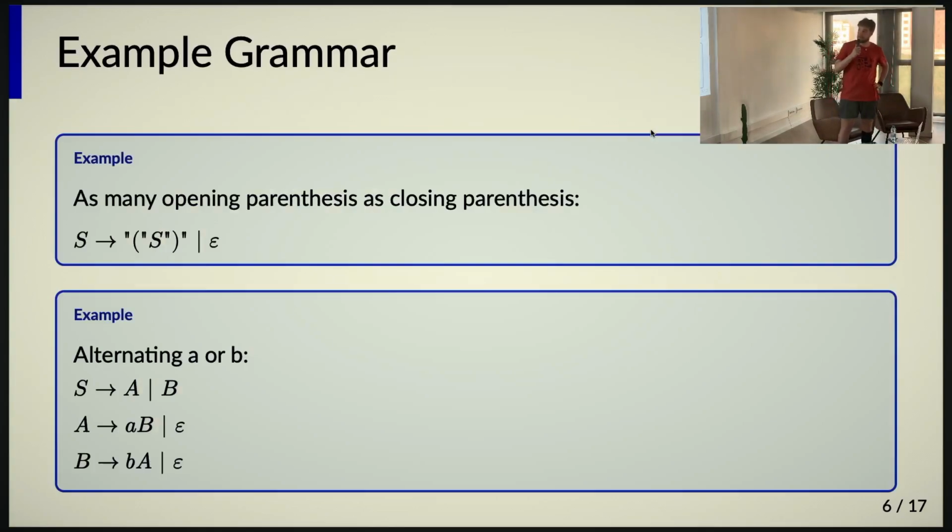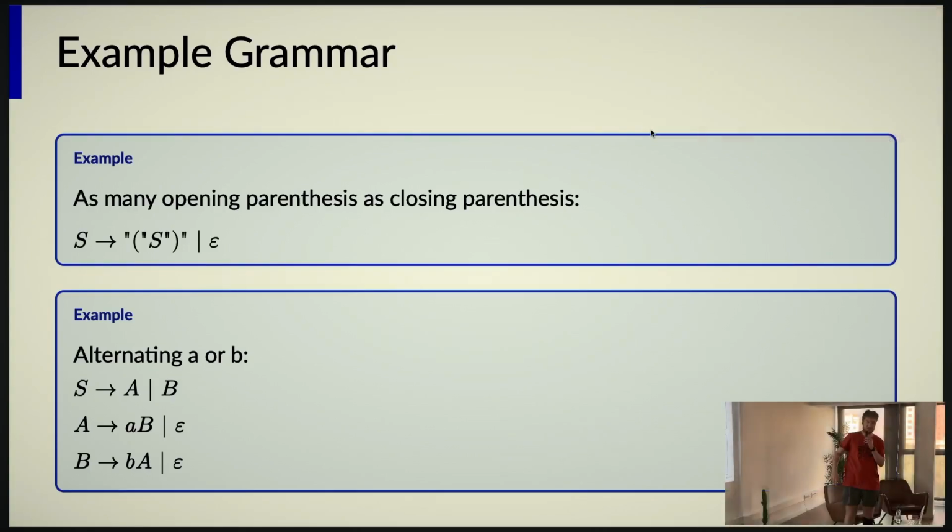Here's an example. The first one is as many opening parentheses as closing parentheses. What this essentially means is, this epsilon there on the right, that's an empty string. And there you have this S, which is also the starting symbol. You say, I start, then I need the parentheses, something that's an S, which is either, again, an opening parenthesis or an empty string. Then I have a closing parenthesis. So you can blow that up, and then you have as many opening parentheses as closing parentheses.